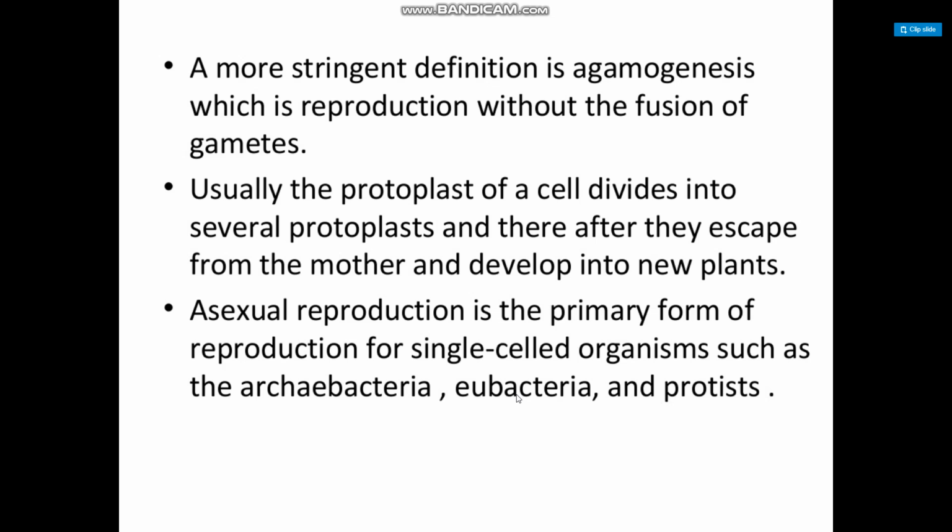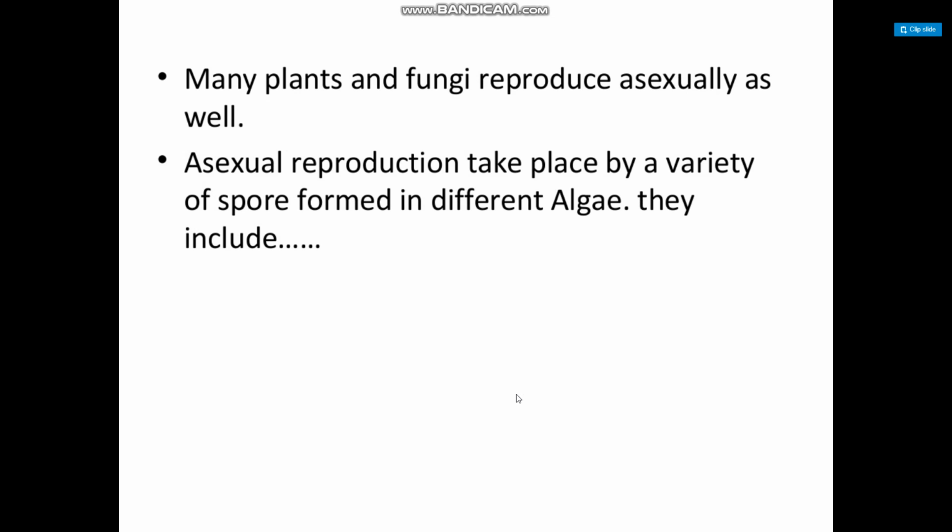Usually the protoplast of a cell divides into several protoplasts, and thereafter they escape from the mother and develop into new plants. Asexual reproduction is the primary form of reproduction for single-celled organisms such as the archaebacteria, eubacteria and protocysts. Many plants and fungi reproduce asexually as well. Asexual reproduction takes place by a variety of spores formed in different algae.